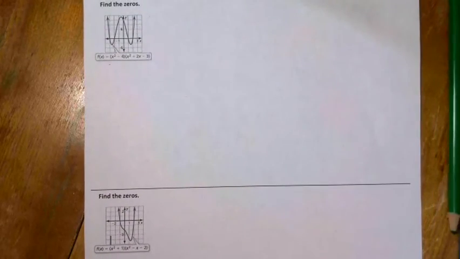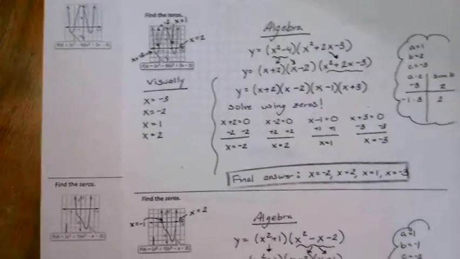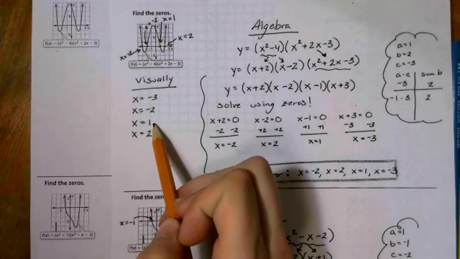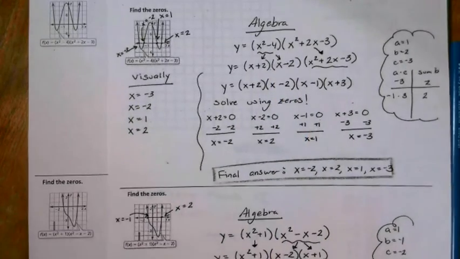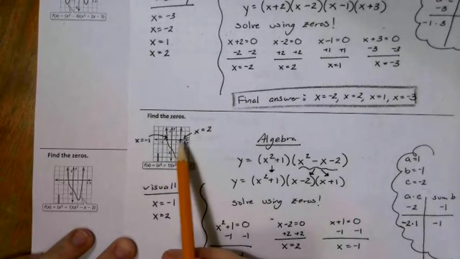The last ones we're going to talk about are another set of look at the graph. Look at the graph, see where it crosses. For our top one here, you should have gotten x equals negative 3, x equals negative 2, 1, and 2. Again, I have it algebraically here as well. There's a lot of factoring going on. A lot of factoring.